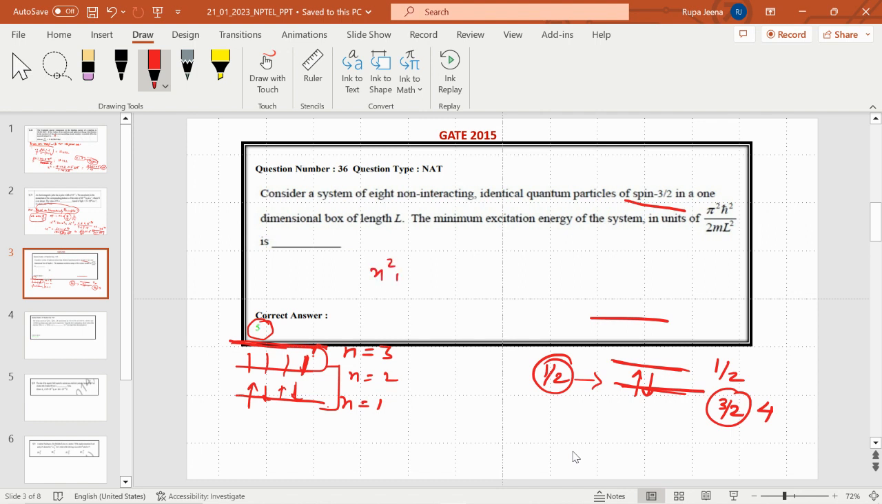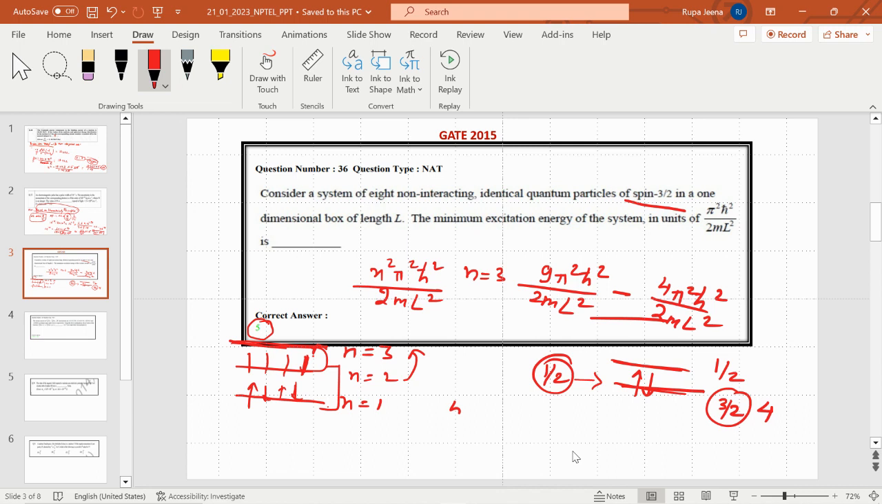So n square pi square h cross square upon 2 m l square. For n is equals to 3, it is 9 pi square h cross square upon 2 m l square, minus, from 2 to 3 we are exciting, so 4 into pi square h cross square upon 2 m l square. 9 minus 4 is 5 pi square h cross square upon 2 m l square. This is clear to everyone? Aparna, this is clear to you?